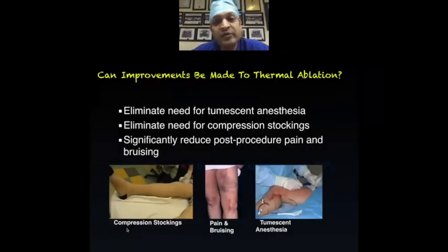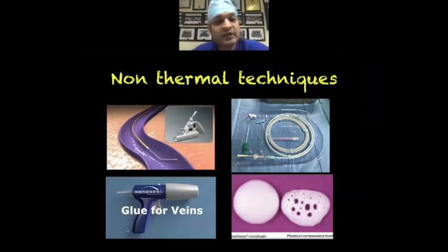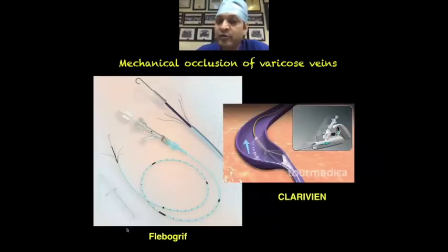Can improvements be made to thermal ablation? Yes, non-thermal techniques are there. One is MOCA, mechanical occlusion with foam, and glue, and foam sclerotherapy. When we look into MOCA, there are two basic techniques, ClariVein and Flebogrif. ClariVein is American, Flebogrif is a Polish technique. ClariVein is an electrical occlusion. We basically damage the vein inside with a mechanical vibrator, and then we inject a liquid sclerosant.